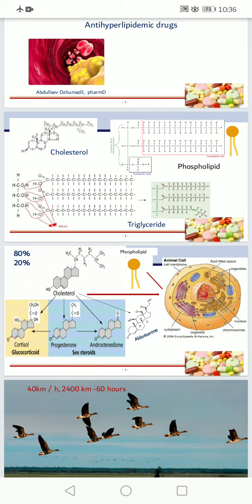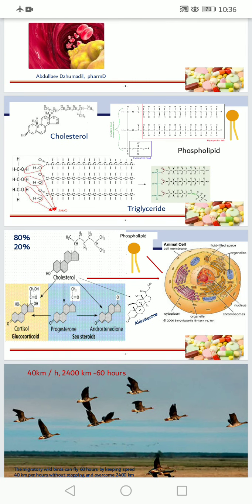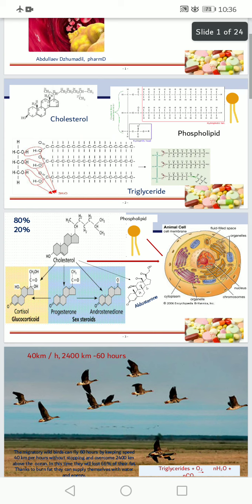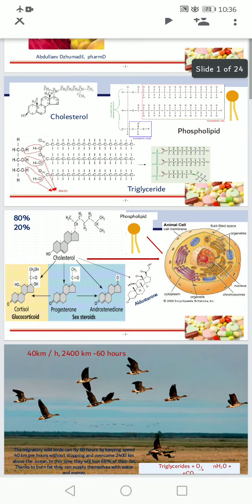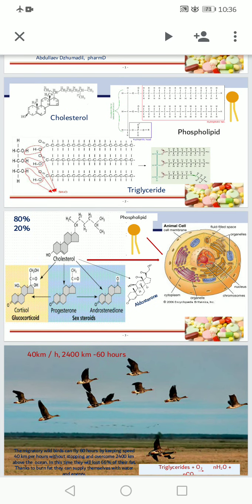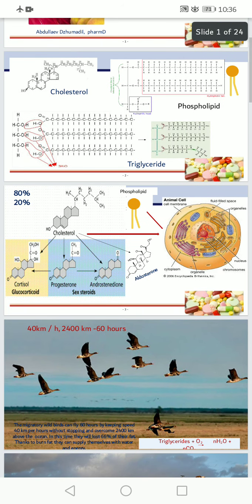Next is triglyceride. Triglycerides are composed of three fatty acids, a source of energy stored in the body. And last, or third, is phospholipids. Phospholipids are major components of the cell membrane. These lipids in blood plasma are transported in the body in the shape of capsules known as lipoproteins. These are 80% and 20%, you can see in the table. You can also see the animal cell in the table, the organelles, and the places of these cholesterol, triglycerides and phospholipids.